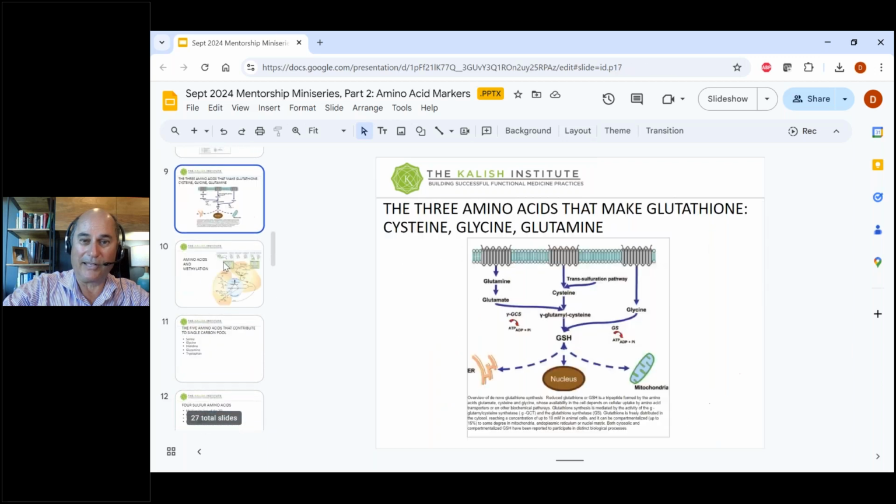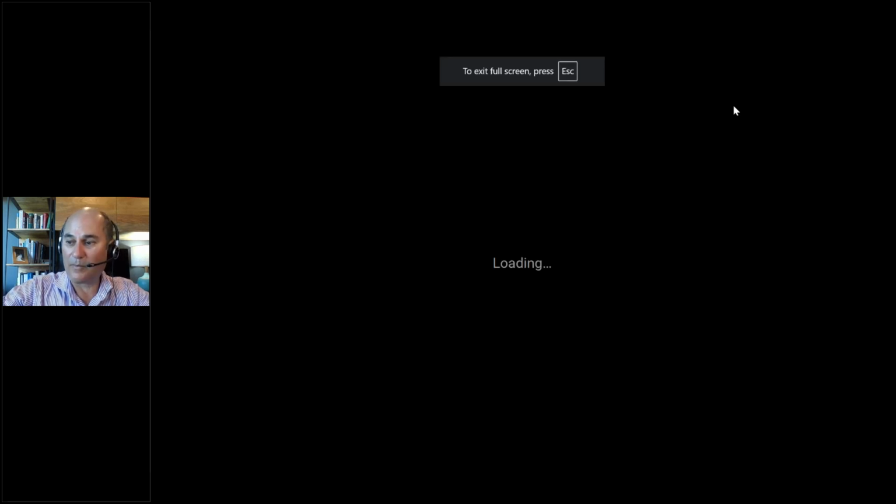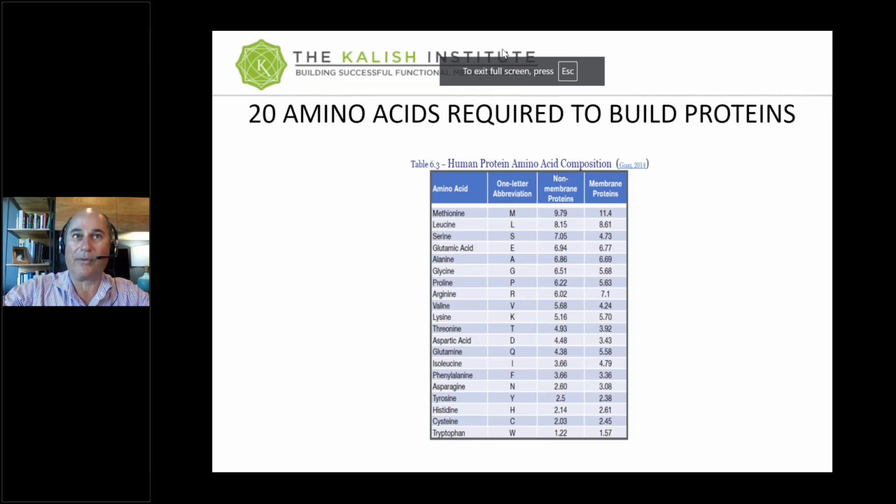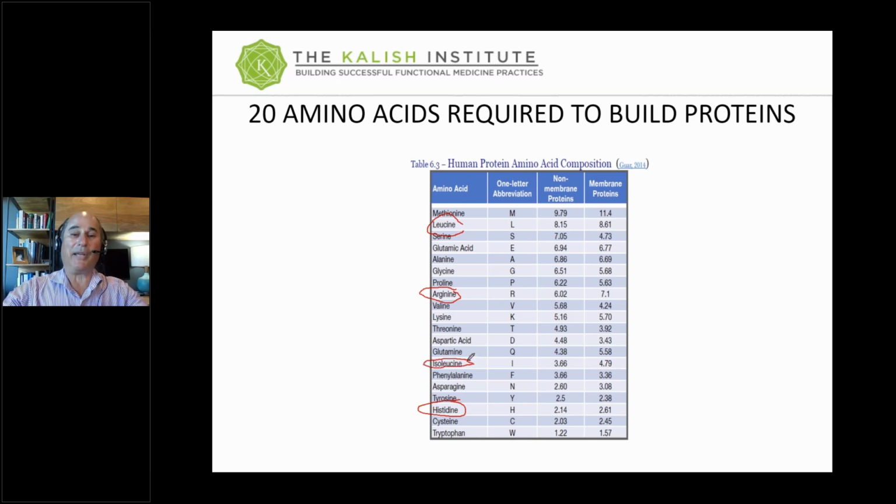And let's go back to our list here. This is the list of the 20 that are required for protein synthesis. So let's look: this patient had low arginine, and there's arginine on the list. Histidine, it's on the list. Isoleucine. Oh, and here's leucine. Not every amino acid's in this 20, obviously. And here's isoleucine. So for this particular patient, they're low in 4 of the 20 amino acids.